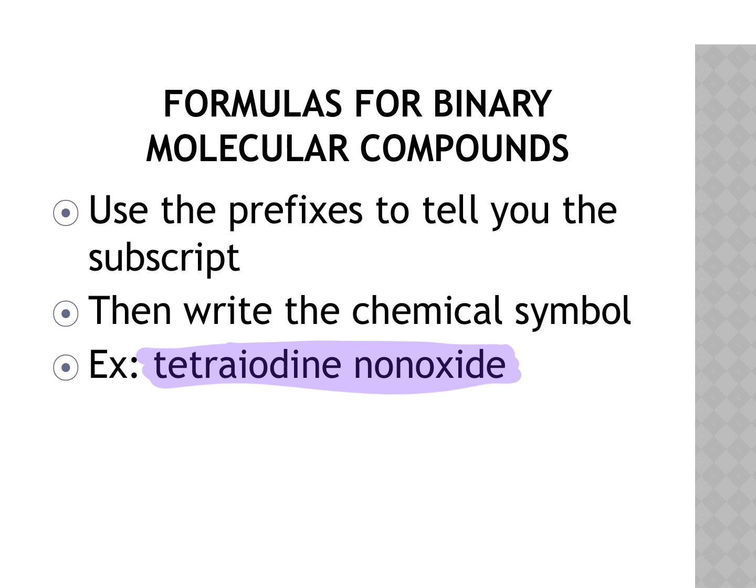All right, so we have tetraiodine. What does tetra mean? 4. And then what element is in tetraiodine? Iodine. So what's the symbol for iodine? I. And so that tetra tells you it has a subscript of 4. And then we have nonoxide. The non is nana. So what number is nana? 9. Okay, 9. And what element is oxide? Oxygen, which has a symbol of? O. So it'll become O9. Okay, so just I4O9.